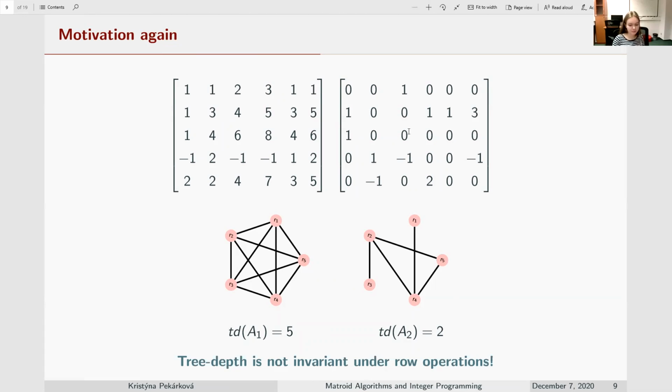And so that brings us to the main question of our research, of our paper: is it possible that integer programming is fixed parameter tractable with respect to some parameter that is invariant under row operations, a parameter that would be the same for all row equivalent matrices? And the answer is yes, and here is where matroid theory comes into play.